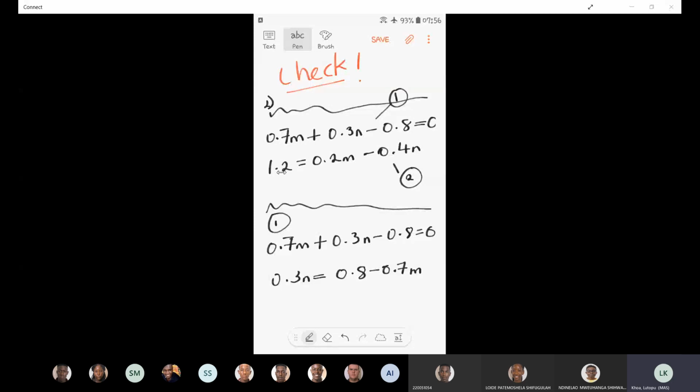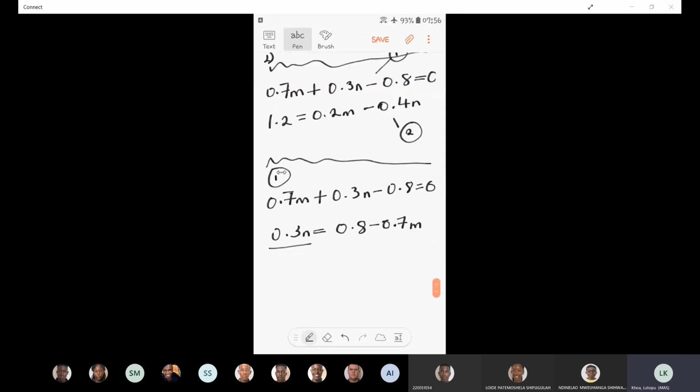Okay, then what you do is you can divide both sides by 0.3. You divide by 0.3, divide by 0.3, and you divide by 0.3. I have n, 0.3 divided by 0.8 divided by 0.3. This is just 8 over 3. This is 8 over 3. And 0.7 divided by 0.3. This is just 7 over 3. And then your m should be there. So I've made it the subject of the formula.